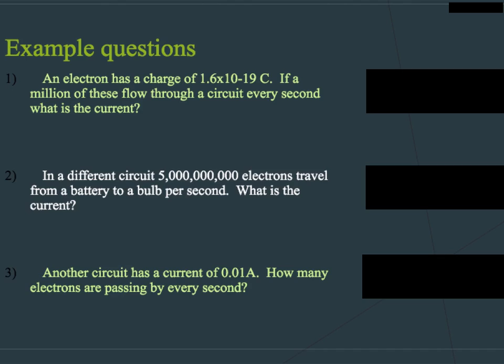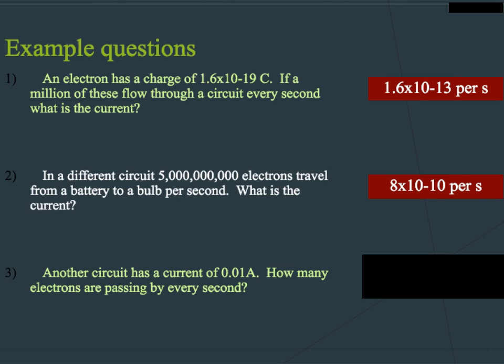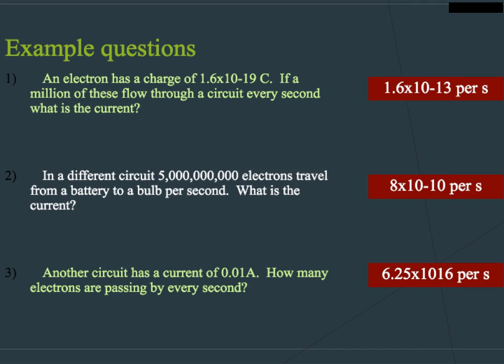So for question 1, you should have an answer of 1.6 times 10 to the minus 13. Question 2, you should have an answer of 8 times 10 to the minus 10. And finally, question 3, you should have an answer of 6.25 times 10 to the 16.